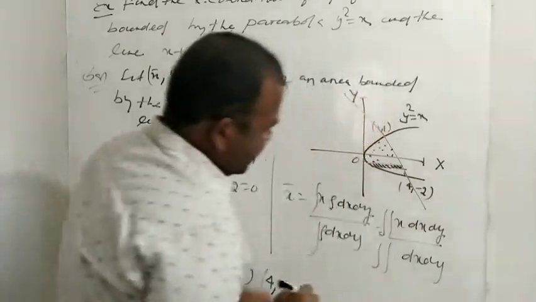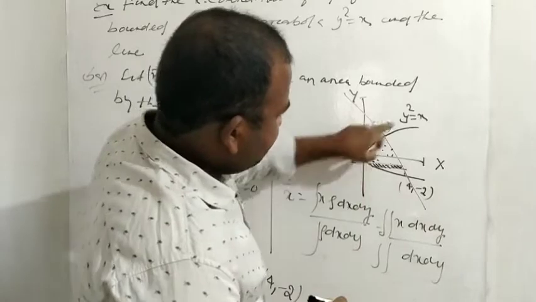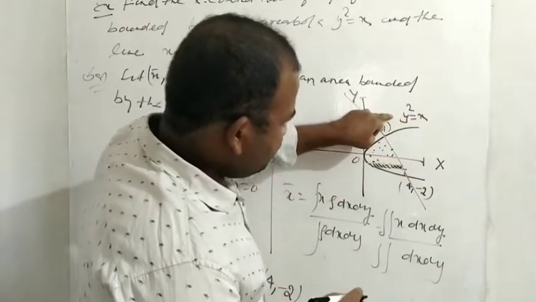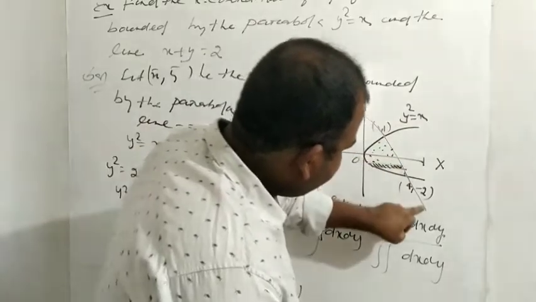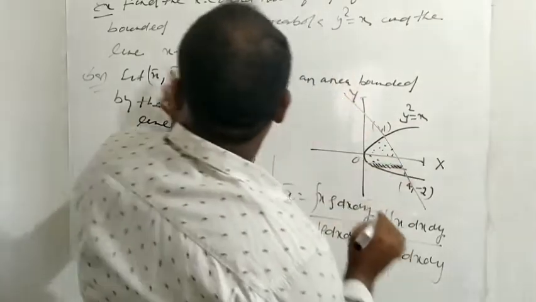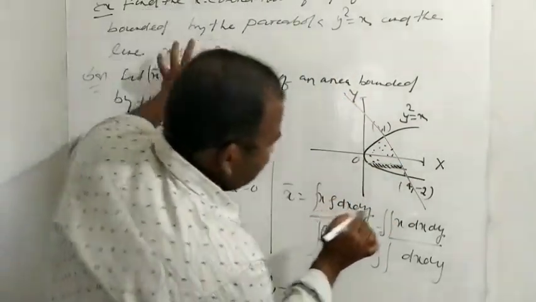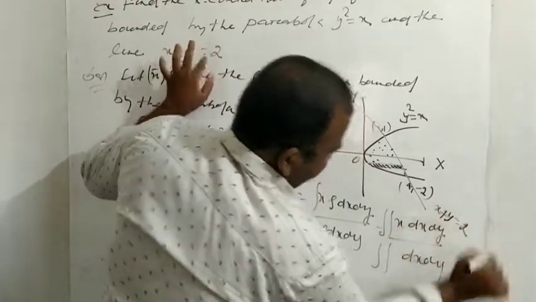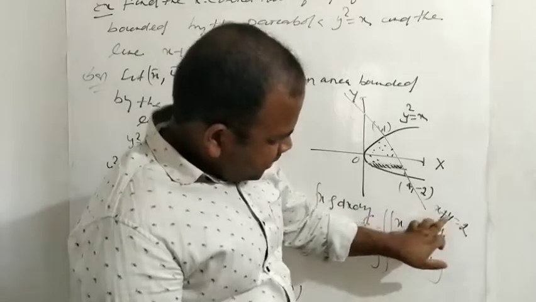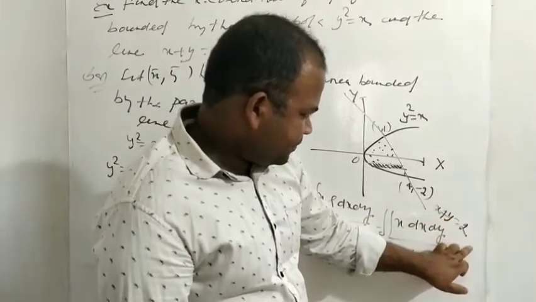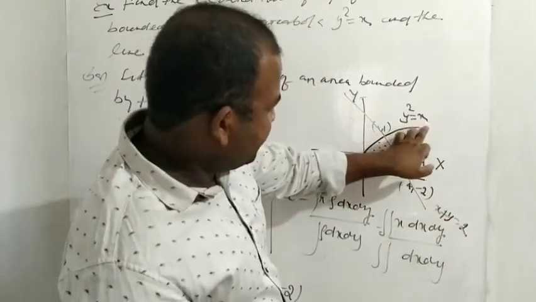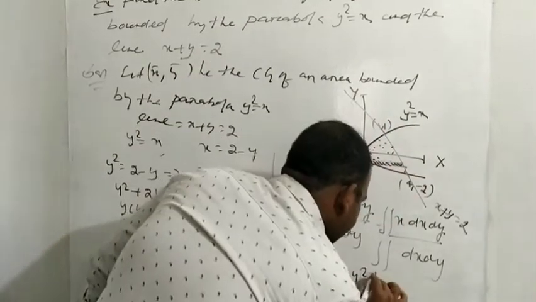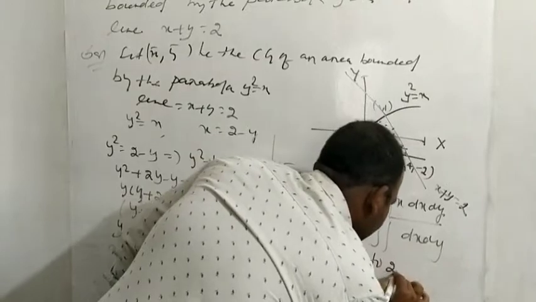Okay. So here you will find the value of x. What is the value of x in this curve? x equals y square. In this line, what is the equation? This is x plus y equals 2. But what is the value of x? x equals 2 minus y. So this is the limit. So what is the limit of x? x goes from y square to 2 minus y.